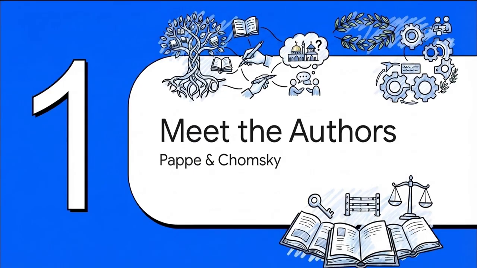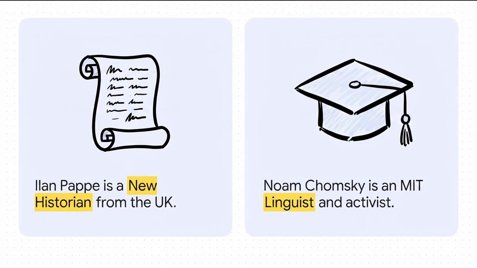Ilan Pappé and Noam Chomsky. We're looking at two completely different academic heavyweights here. Ilan Pappé approaches this whole issue as a UK-based new historian, meaning he's part of a group of scholars who actively re-examine early historical narratives and archival evidence. Noam Chomsky, on the other hand, analyzes the geopolitical situation through the lens of a renowned MIT linguist and political activist. They're looking at the exact same geopolitical issue, but they are using entirely different academic tools to do it.